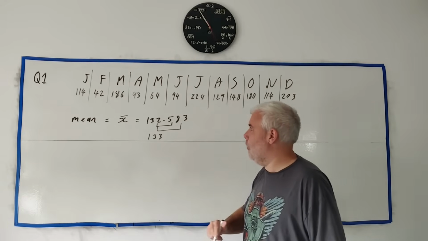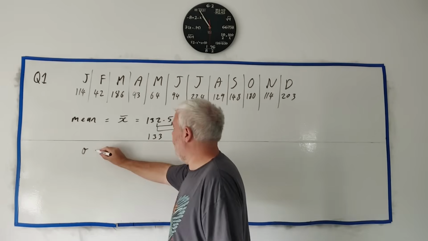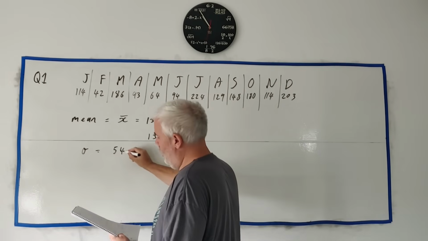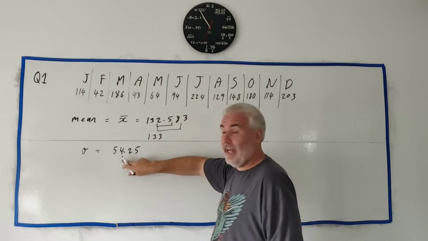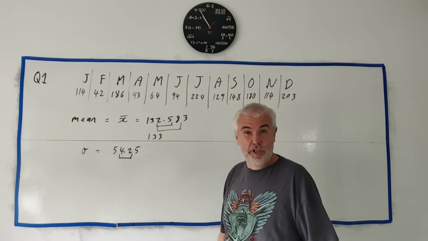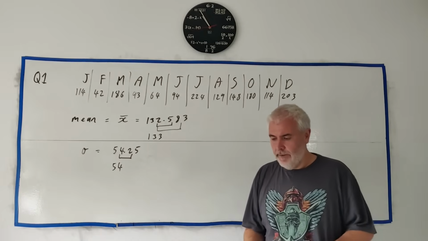Again, on your calculator, it will tell you the standard deviation, usually this symbol here, and that will equal 54.25. Again, to the nearest whole number, we take the 4 and the 2. 42 is closer to 40. So it's 54 is the answer there.